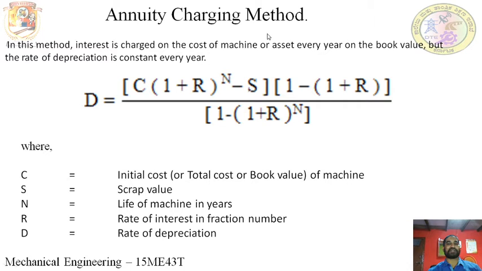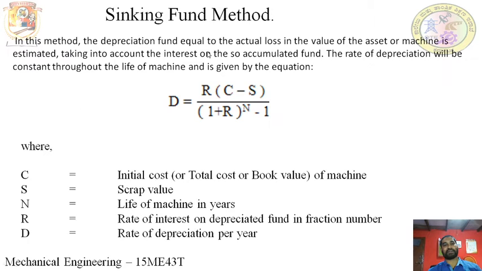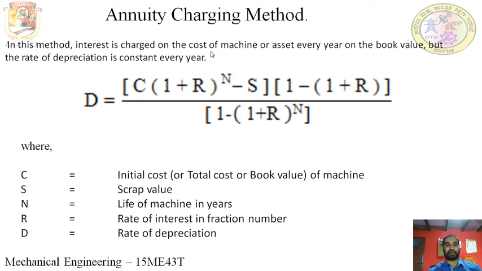Next, annuity charging method. In this method, interest is charged on the cost of the machinery or asset everywhere. In the sinking fund method, the interest was charged on the fund collected in the depreciation fund. But here the interest is charged on the machinery or asset, on the book value, but the rate of depreciation is constant everywhere.